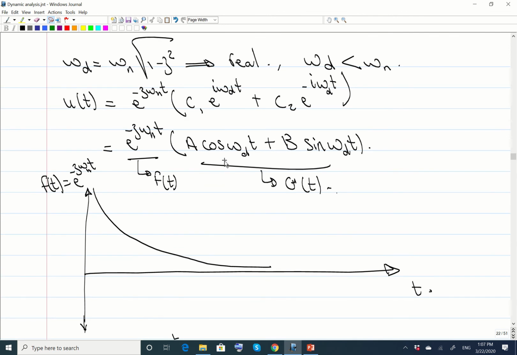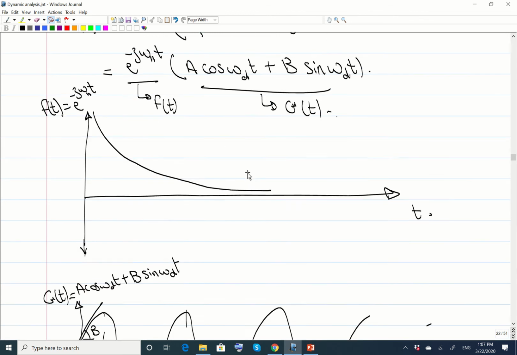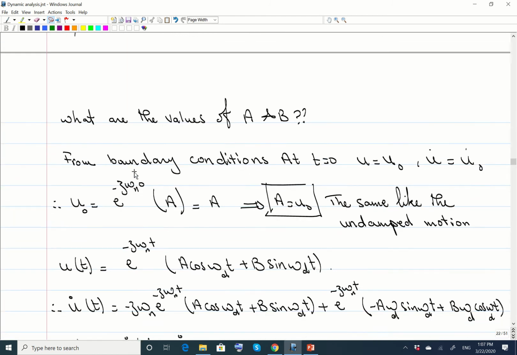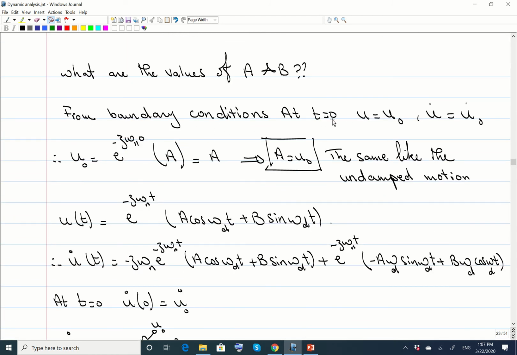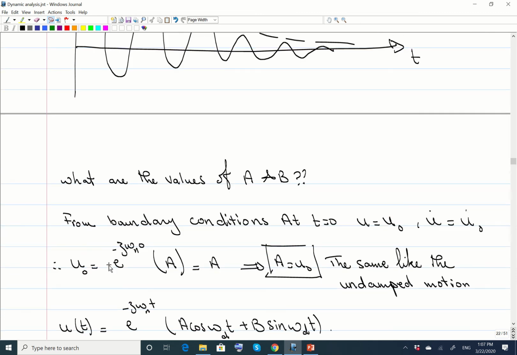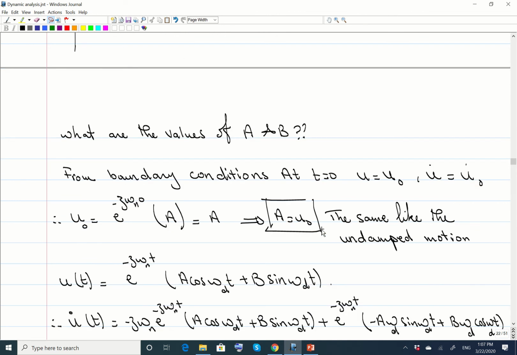Now, we're going to apply the same concept as we did for the undamped free vibration, but we're going to end up with different values for a and b. So let's try to find the constants a and b for the vibration. From the boundary conditions, when t is equal to 0, u is going to be u naught and u dot is going to be u dot naught. So u naught is going to be e power negative zeta omega n multiplied by t, which is 0, multiplied by the constant a cosine 0, which is 1. So a is u naught, the same as the undamped motion.